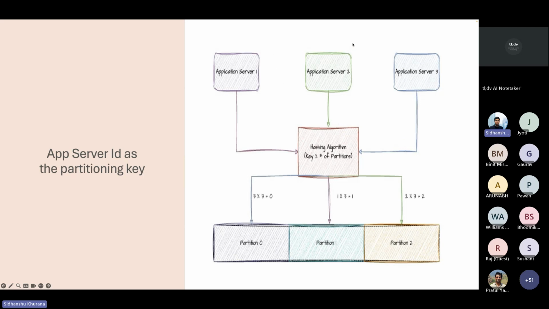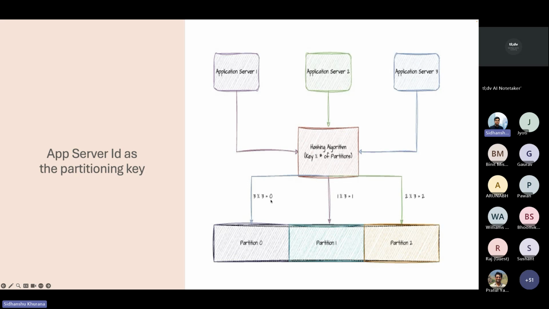Now, if we use application server ID as a partitioning key, regardless of who the user is, all the requests coming from application server 1 will always be routed to partition 1. All the requests served by application server 2 will be routed to partition 2 because 2 modulo 3 is 2. Here we are using the key as the application server ID. Similarly, all the requests handled by server 3 are routed to partition 0, because 3 modulo 3 is 0.